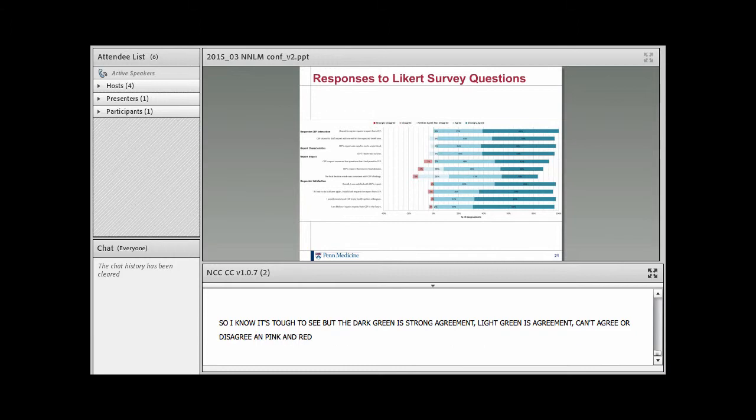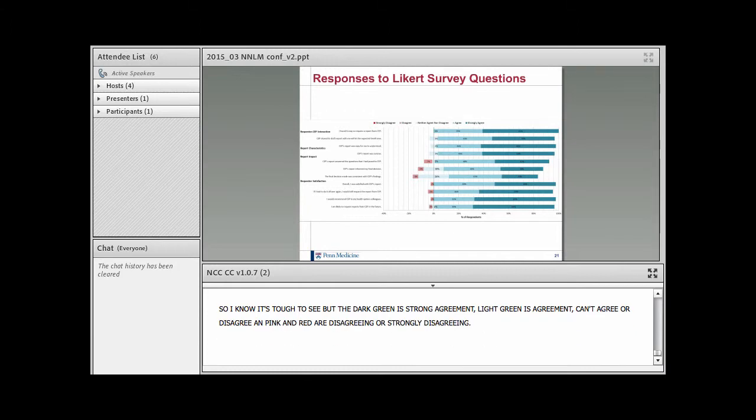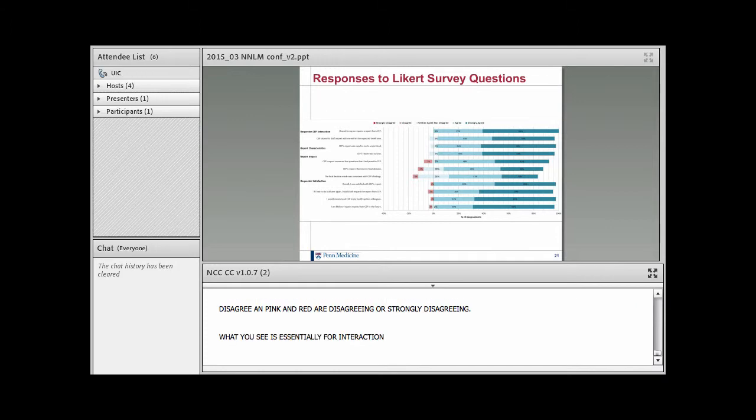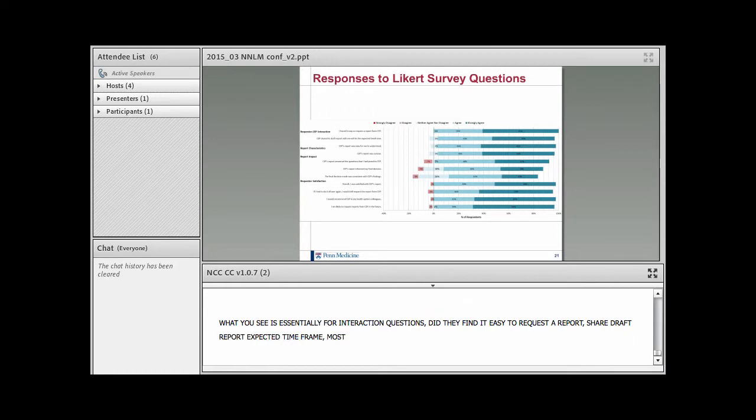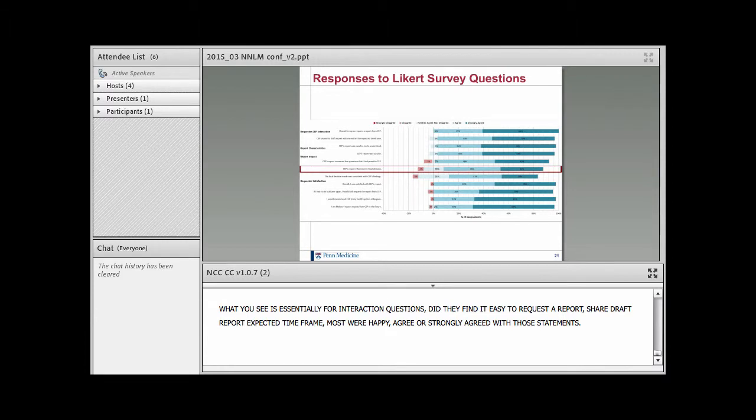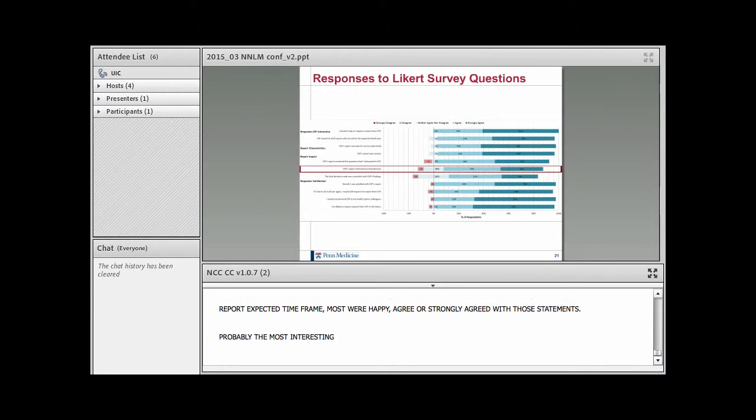And so what you see is that essentially for interaction questions, did they find it easy to request a report, share the draft report, the expected time frame, most people were very happy. They agreed or strongly agreed with those statements. Probably the most interesting finding, at least from our perspective, was the impact of the report. The report informed their final decision, and about 80% of people either strongly agreed or agreed with that. Then there were a number of people who neither agreed nor disagreed, and some disagreed.